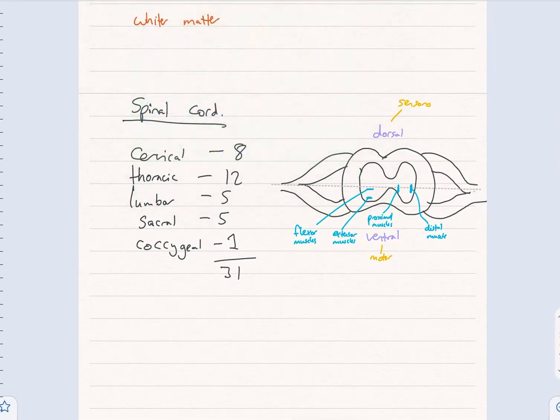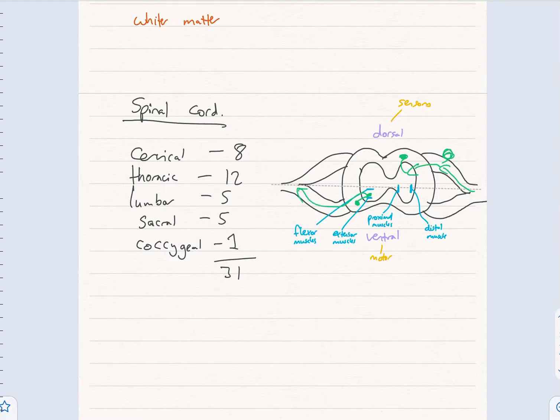Information, like say sensory information, will enter through the dorsal bit. You might come across dorsal root ganglion, which is here, where it enters in. Let's say that information will go up to the brain. It's going to enter into the white matter, go up to the brain. Something might happen in the brain. Then it's going to come down in the white matter again, then go to the ventral grey horn, and then leave like that. And that's how it works.